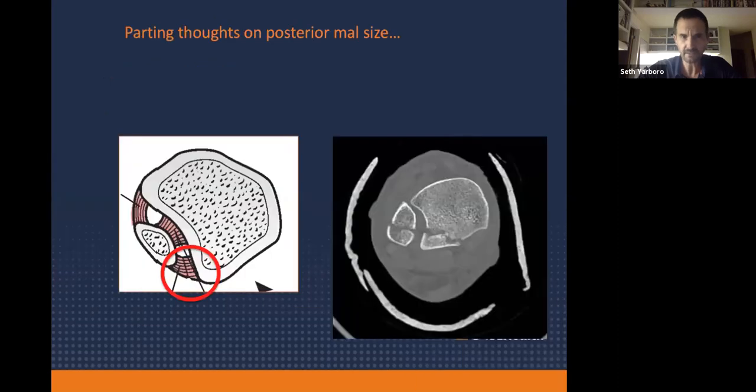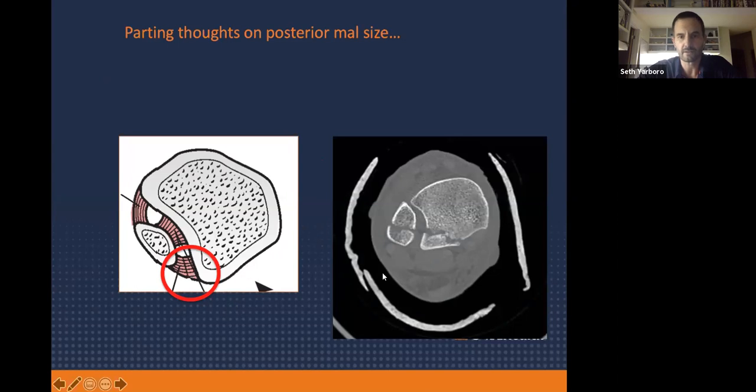So for posterior malleolus, the most important thing you're thinking about, whether it should be fixed, what its size is, and how we should manage that, is the fact that the PITFL is attached to it. And I love how straight this line is, going across the oblique fibula fracture and then across the posterior malleolus, and these are connected by PITFL as shown in the cartoon.